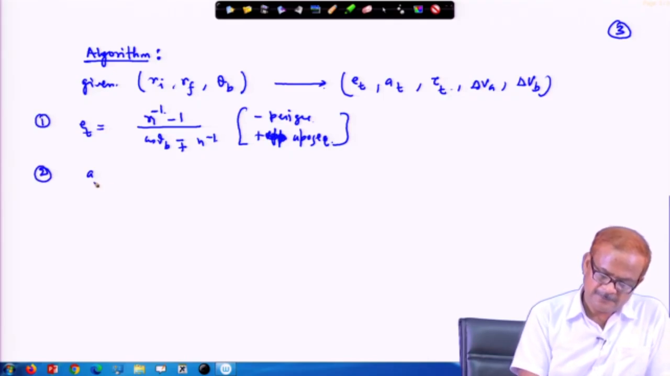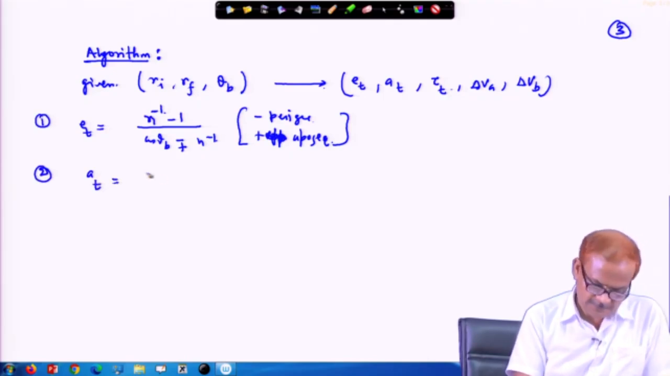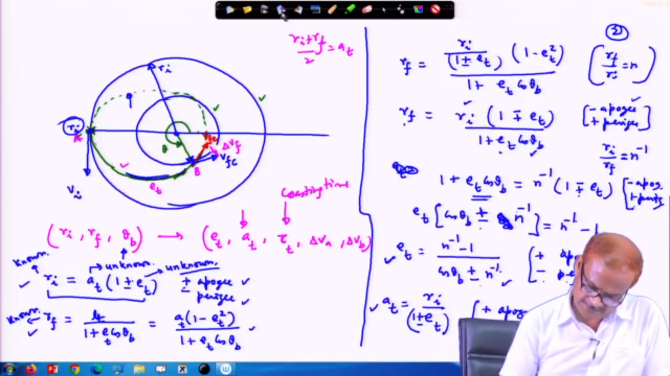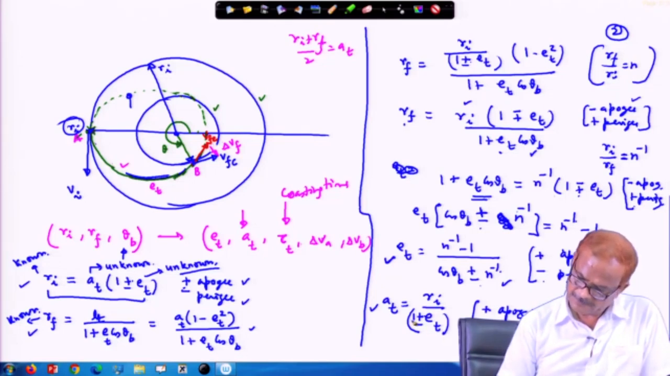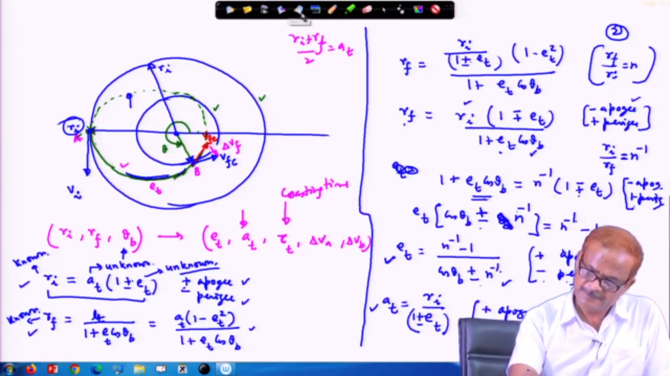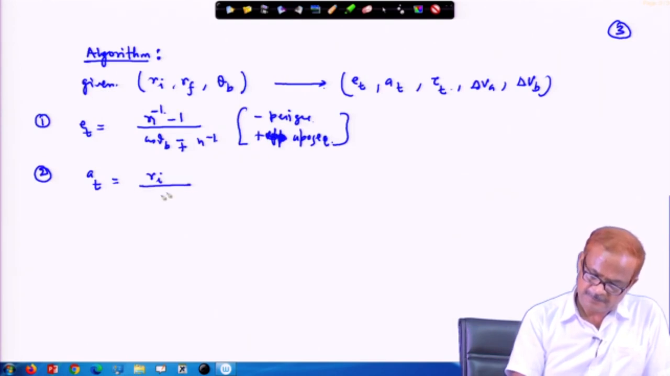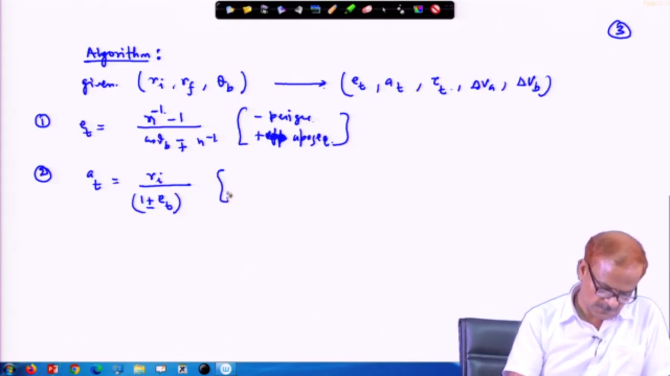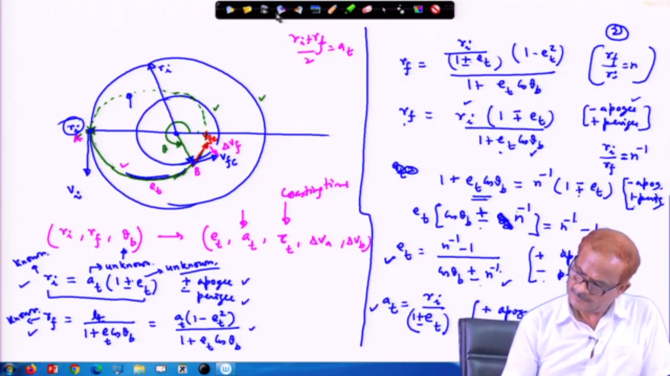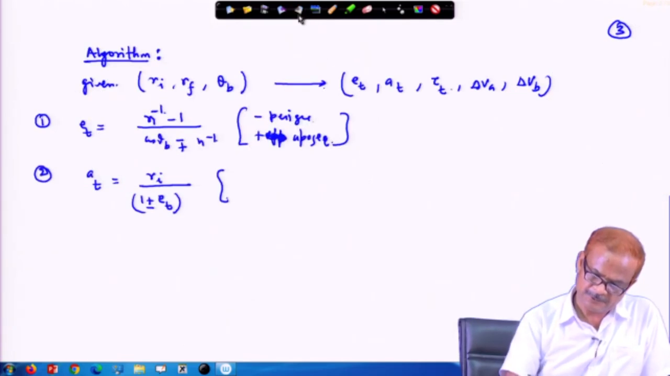The second one, the A_t we have to get. So, this we have written as R initial divided by 1 plus minus E_t, and plus sign is for apogee and minus for perigee.